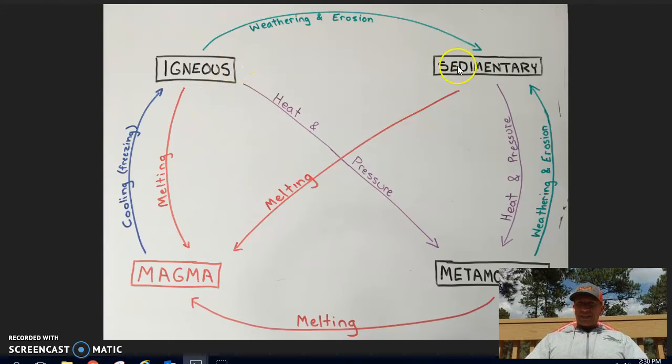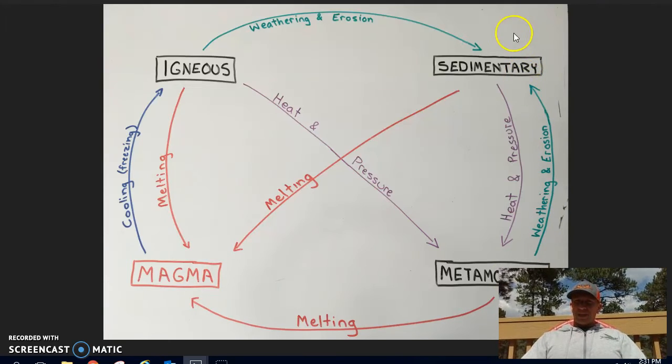If we want to create sedimentary rock, for example, we can take igneous rock, weather it, and erode it, which we'll get a little more into later. But again, weathering, breaking down of rock, erosion, movement. Break it down into little pieces, move it somewhere else, and then we have sedimentary rock. If we take metamorphic and do the same thing, weather and erode it, we get sedimentary rock.